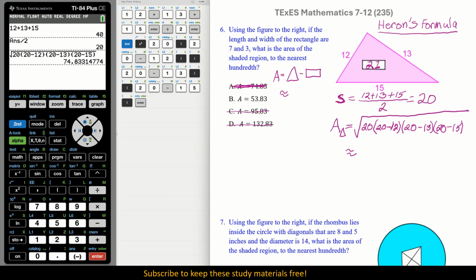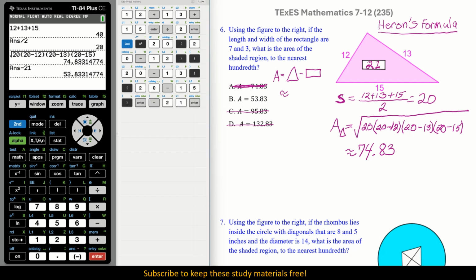Okay, I'm going to write this down. 74.83. Okay, and that's the area of our triangle. All right, so let's subtract 21, which is the area of our rectangle. Minus 21. And it is 53 point.